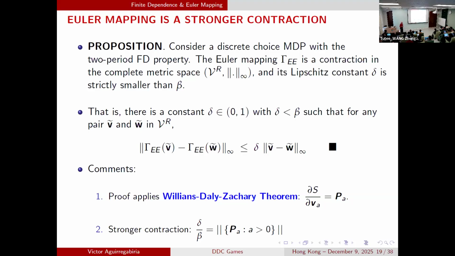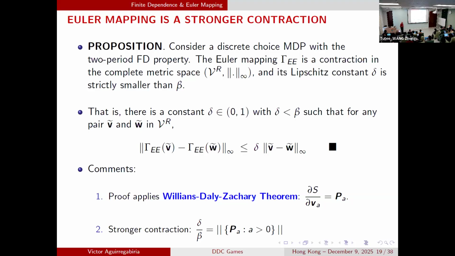This is a strong contraction mapping in the sense that it has a Lipschitz constant delta that is smaller than beta, the discount factor. The proof, which you can find in the paper in the course material, applies. An important ingredient is the Williams-Daly-Zachary theorem. This theorem says that the derivative of this surplus function with respect to values are the choice probabilities.